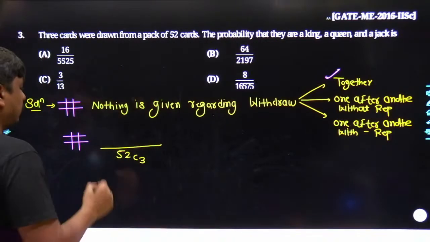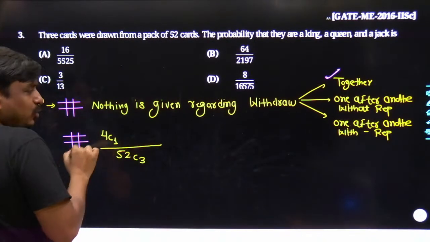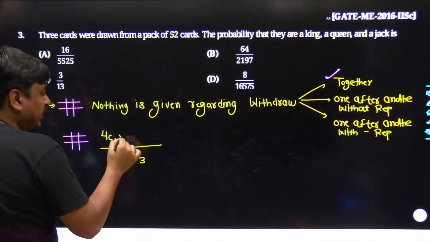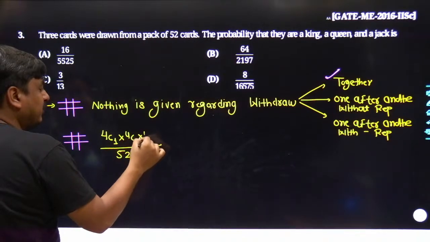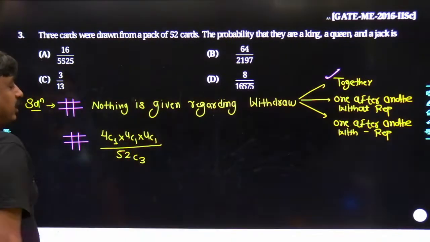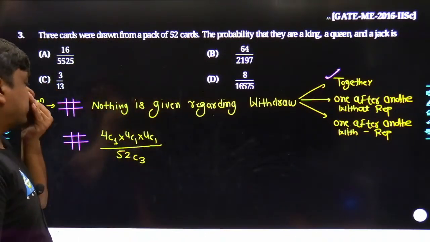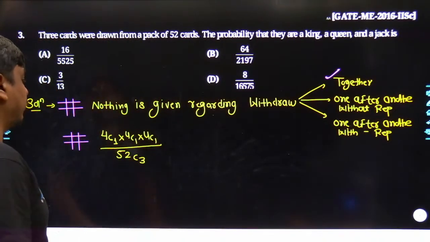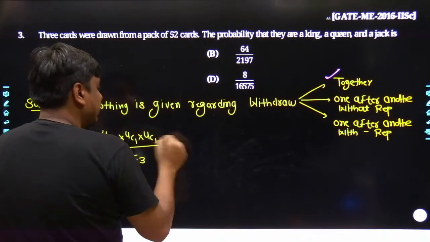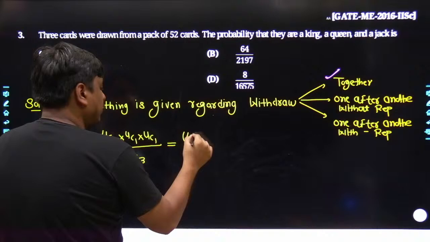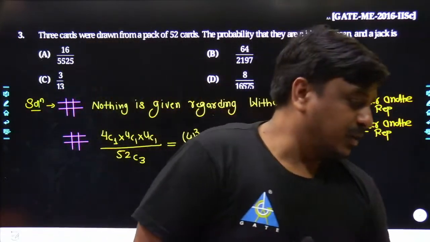So out of the 4 kings, how many ways could one king be extracted? That is 4C1. And from the 4 queens, how many ways could one card be extracted, and how many ways could the jack be extracted? So simply it becomes 4C1, 4C1, 4C1. End of the day, you'll end up calculating 4 into 4 into 4, that is 4 to the power of 3 on the numerator side, and on the denominator side you would have 52C3.